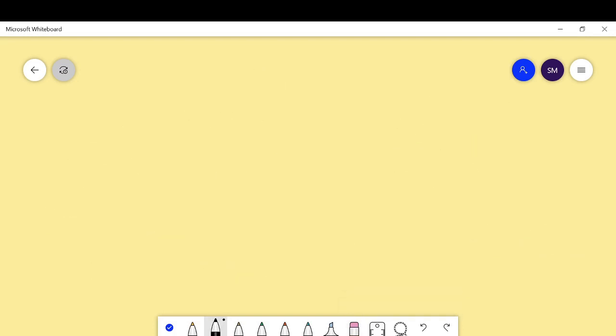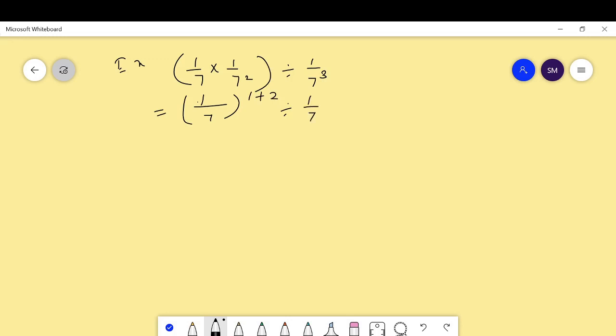I have already told you students, maths need practice. Here another question says: 1 upon 7 into 1 upon 7 square divide 1 upon 7 to the power 3. Then evaluate. This is equal to, as you know that in case of multiplication the exponents get added, 1 plus 2, then divide 1 upon 7.